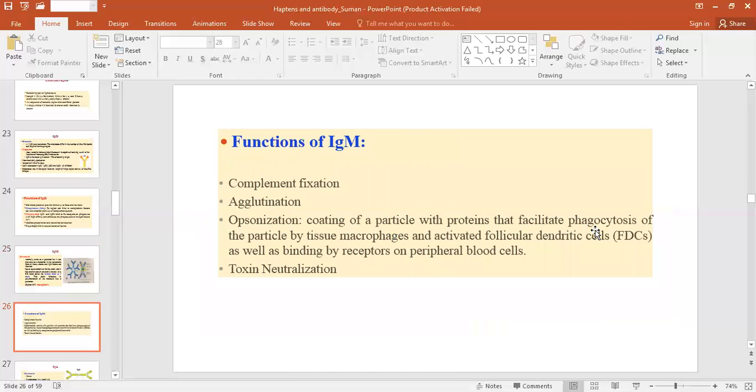Like IgG, IgM also functions in complement fixation, in agglutination, in toxin neutralization, and the other function they perform is opsonization. So they are coating a particle with proteins and facilitating the phagocytosis of the particle by tissue macrophages and activated follicular dendritic cells, as well as binding the receptor on the PBMCs, peripheral blood cells.